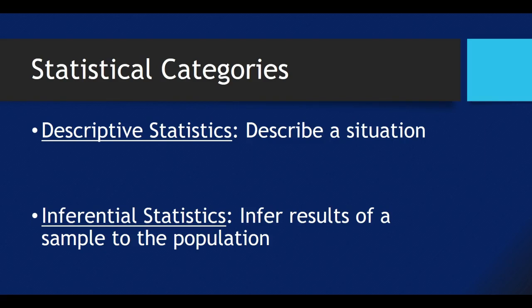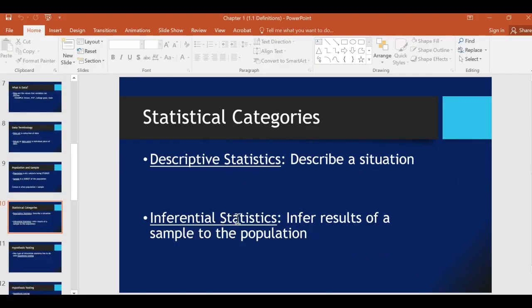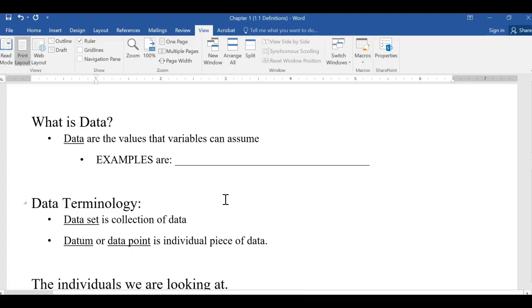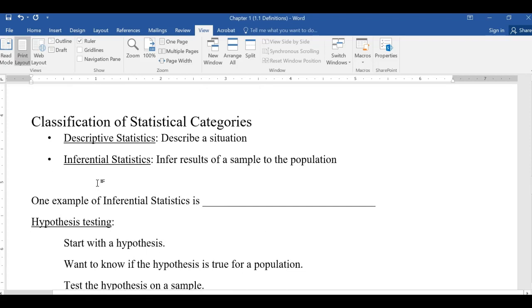So the distinction here between descriptive and inferential statistics is to ask yourself, or let me rewrite that, did the study include the population that they are commenting on?